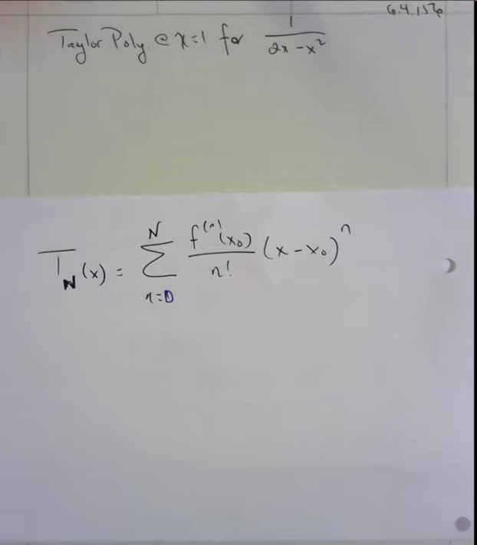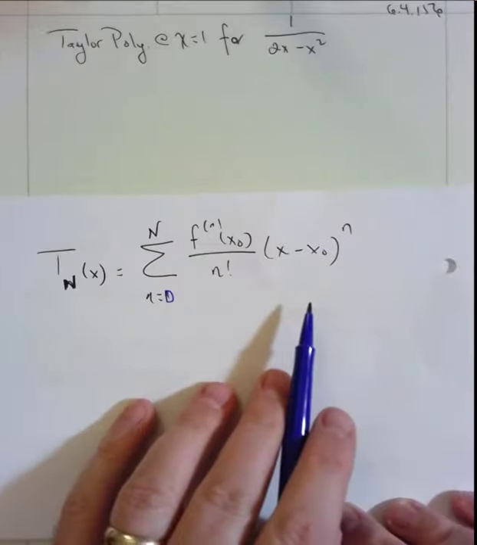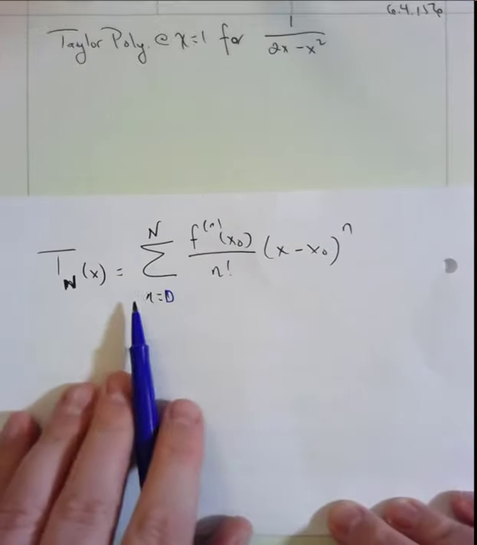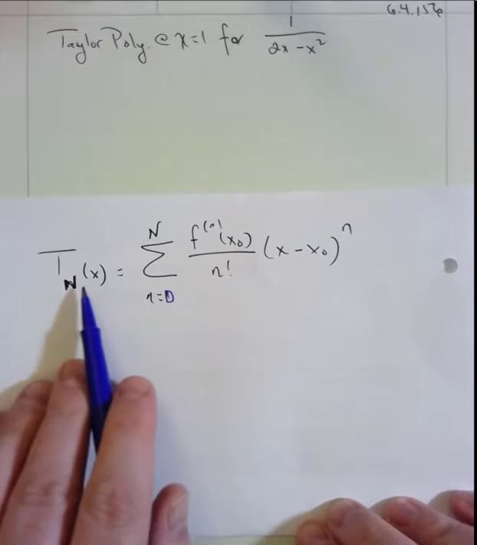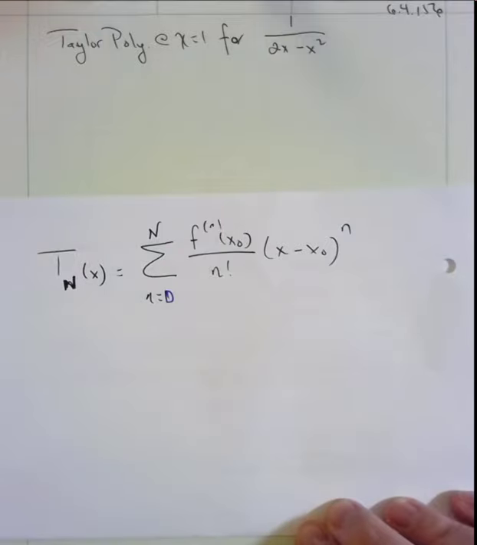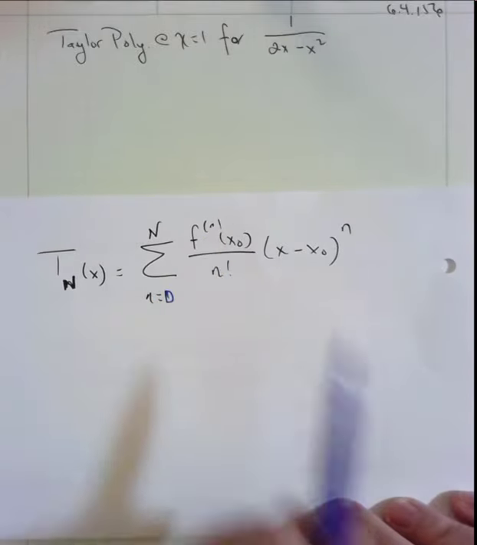Here comes an example of generating a Taylor polynomial for the function 1 over 2x minus x squared at the anchor point of x equals 1. I have the Taylor polynomial setup formula right here. However many terms we're going to go out to, 5, 8, 10, whatever, goes there and there. And then we need the derivatives of the function evaluated at the anchor point.